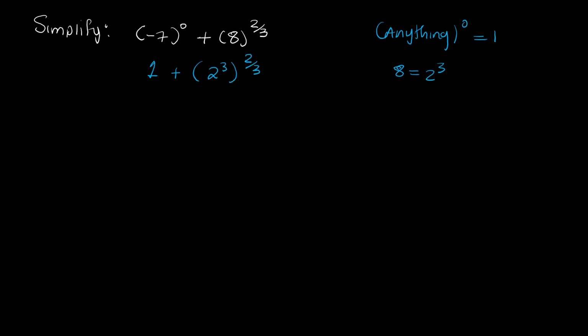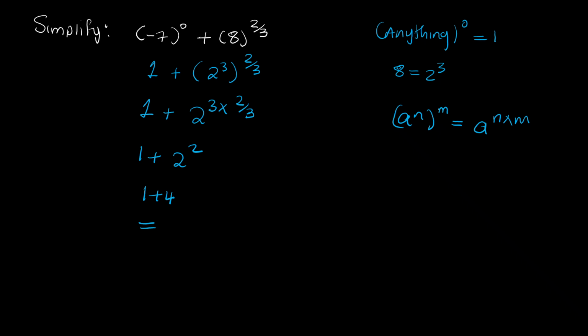So we're just trying to revise the laws of exponents. If I have a to the n, this is to the power m, I multiply the exponents. What is that equal to? This is a to the n times m. So we need to multiply the exponents: 2 to the power 3 multiplied by 2 over 3. When we multiply the exponents, the 3 cancels and you are left with 2 to the power 2, which is just 4. So this is 1 plus 4, the final answer is 5. And this is how we apply the laws of exponents.